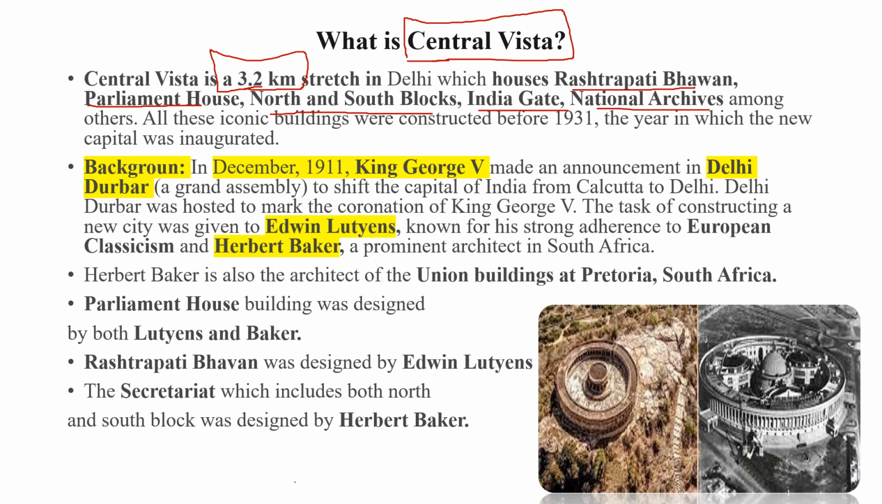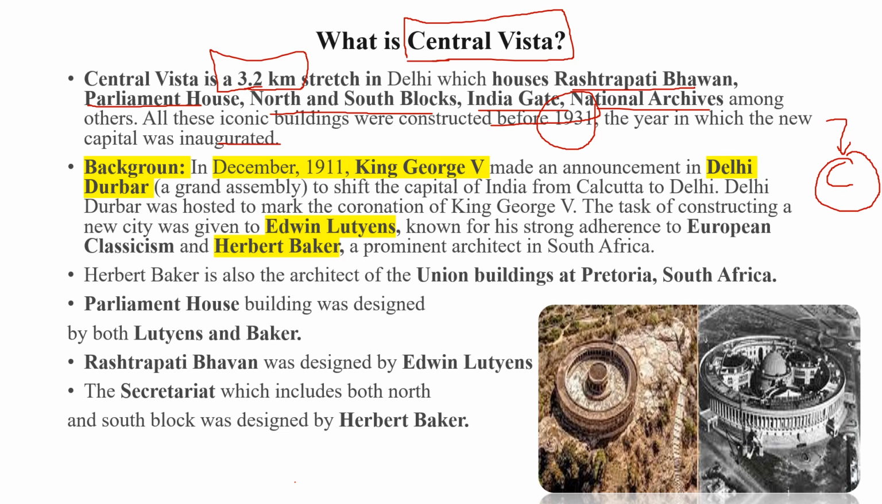So all these buildings were constructed before 1931, the year in which the new capital was inaugurated, right? So before that, Calcutta was the capital of India, right? So why was the capital shifted from Calcutta to Delhi, and when?